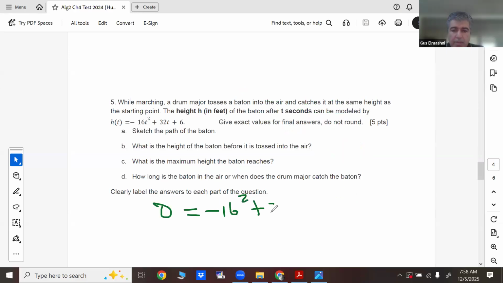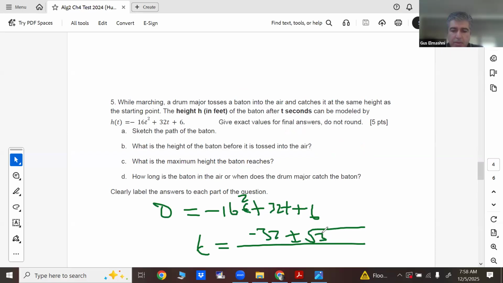The best way to do that is to use quad form. So just remember t equals negative b, which is negative 32, plus or minus. You have to use your calculator for this. 32 squared minus 4 times negative 16 times 6. Make sure you're punching everything in correctly in the calculator, and kind of do it one piece at a time. Don't try to do it all at once because that's when you get yourself in trouble.